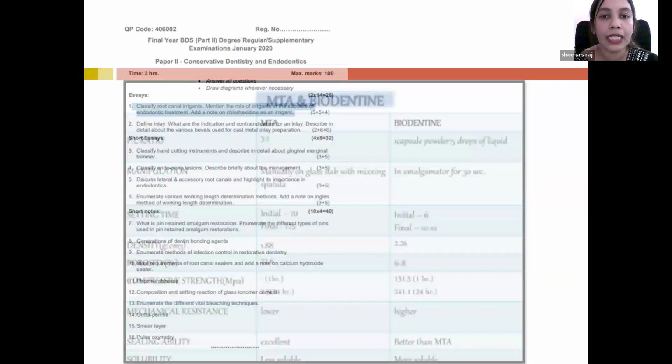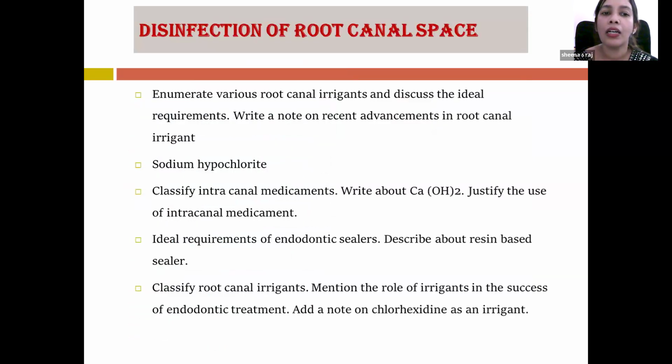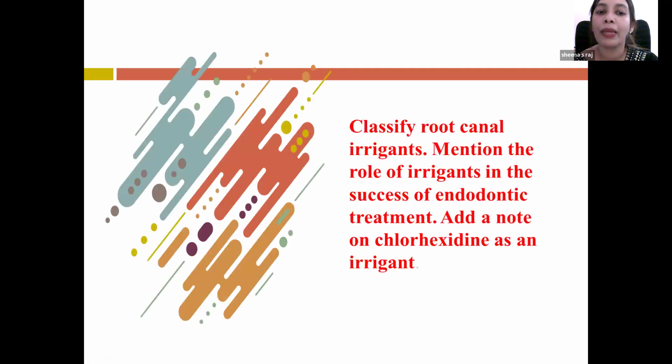Okay. The next important question is irrigants. Irrigants have been asked as an essay: classify irrigants, mention the role of irrigants in the success, and write a note on chlorhexidine. There are a lot of other questions too: sodium hypochlorite; classify intracanal medicaments and write a note on calcium hydroxide; what are the ideal requirements of intracanal medicaments; what are the recent advances? So a lot of questions have been asked from irrigants.